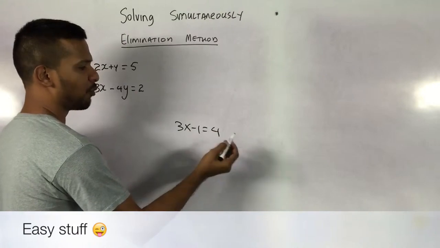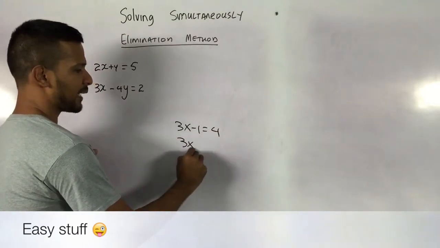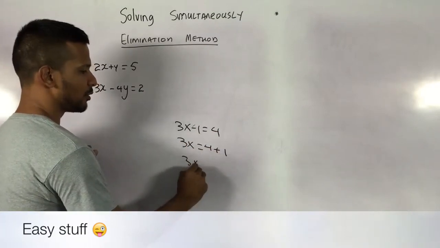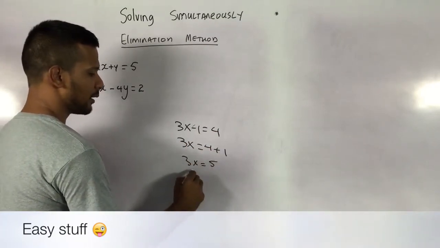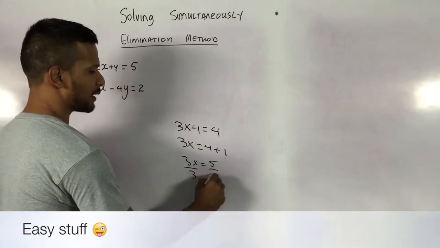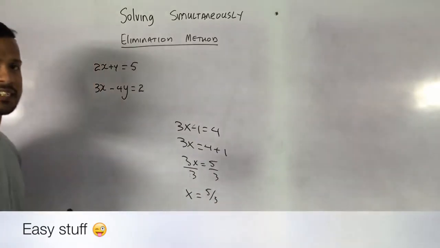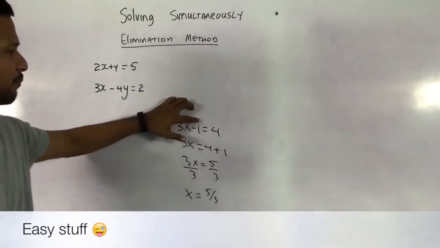3x minus 1 is 4. So 3x is equal to, take the minus 1, carry it across, you'll get plus 1. 3x is equal to 5. Right? Then we can divide both sides by 3 and we'll get x is equal to 5 on 3. So it's easy for us to solve equations of this nature.